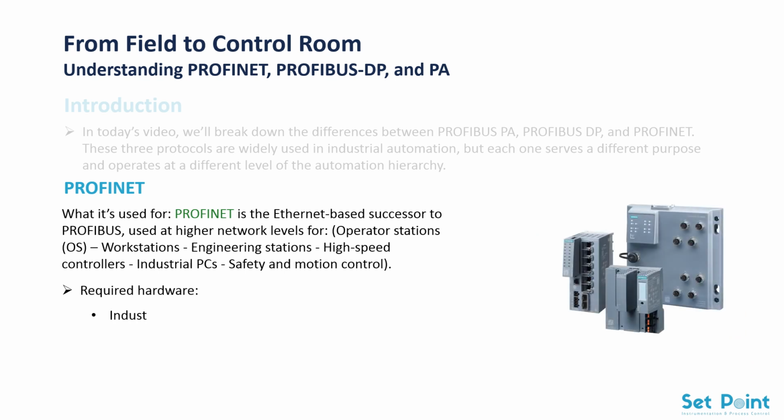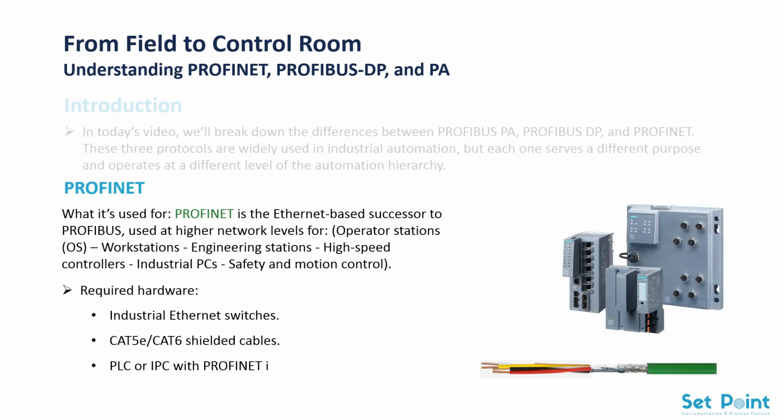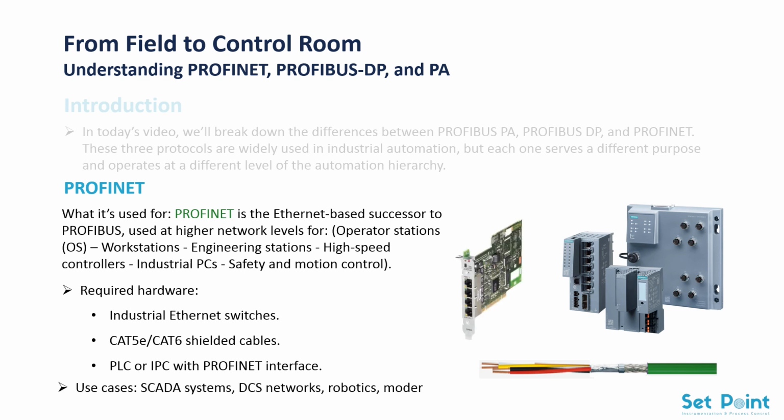Required hardware: industrial Ethernet switches. Cat5e or Cat6 shielded cables. PLC or IPC with Profinet interface. Use cases: SCADA systems, DCS networks, robotics, modern manufacturing, and high-level plant communication.